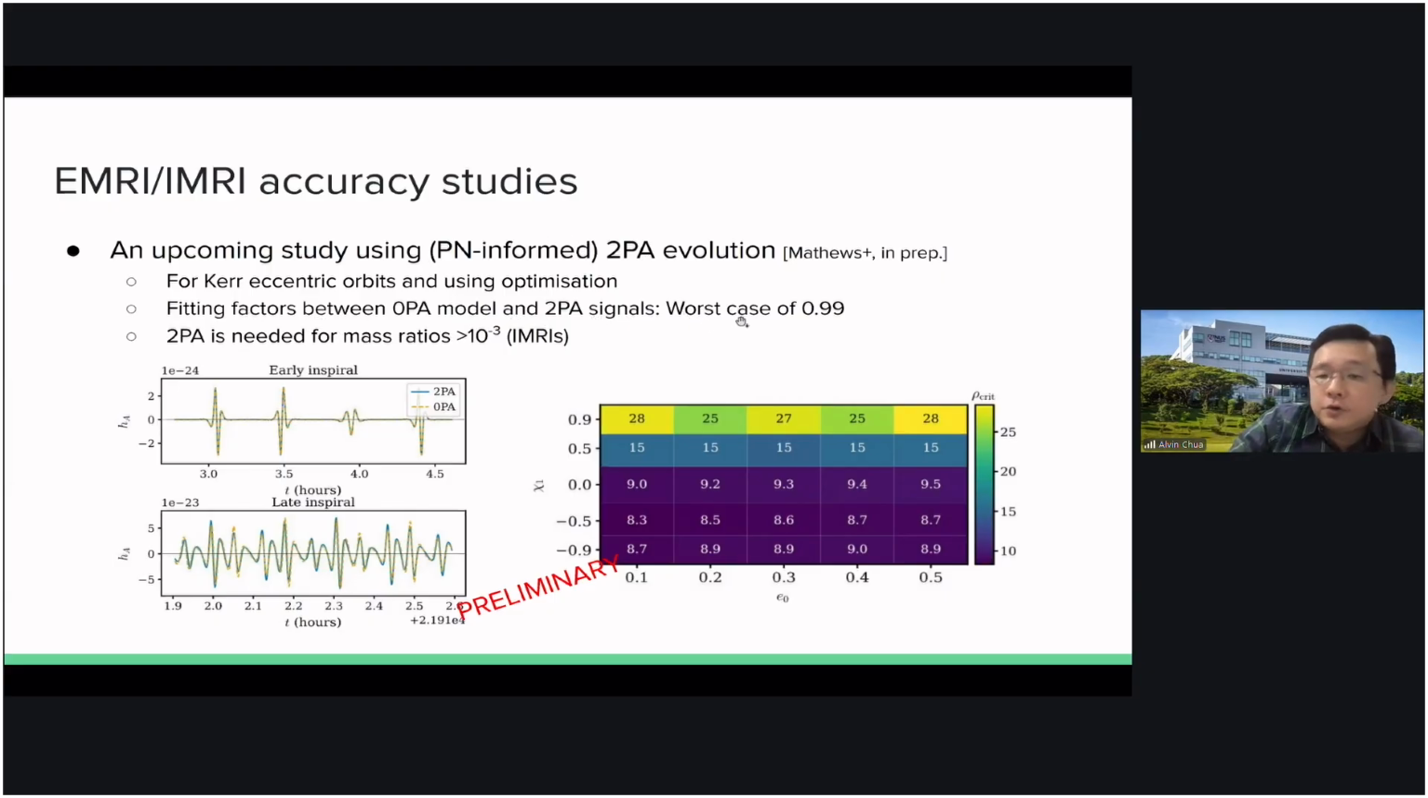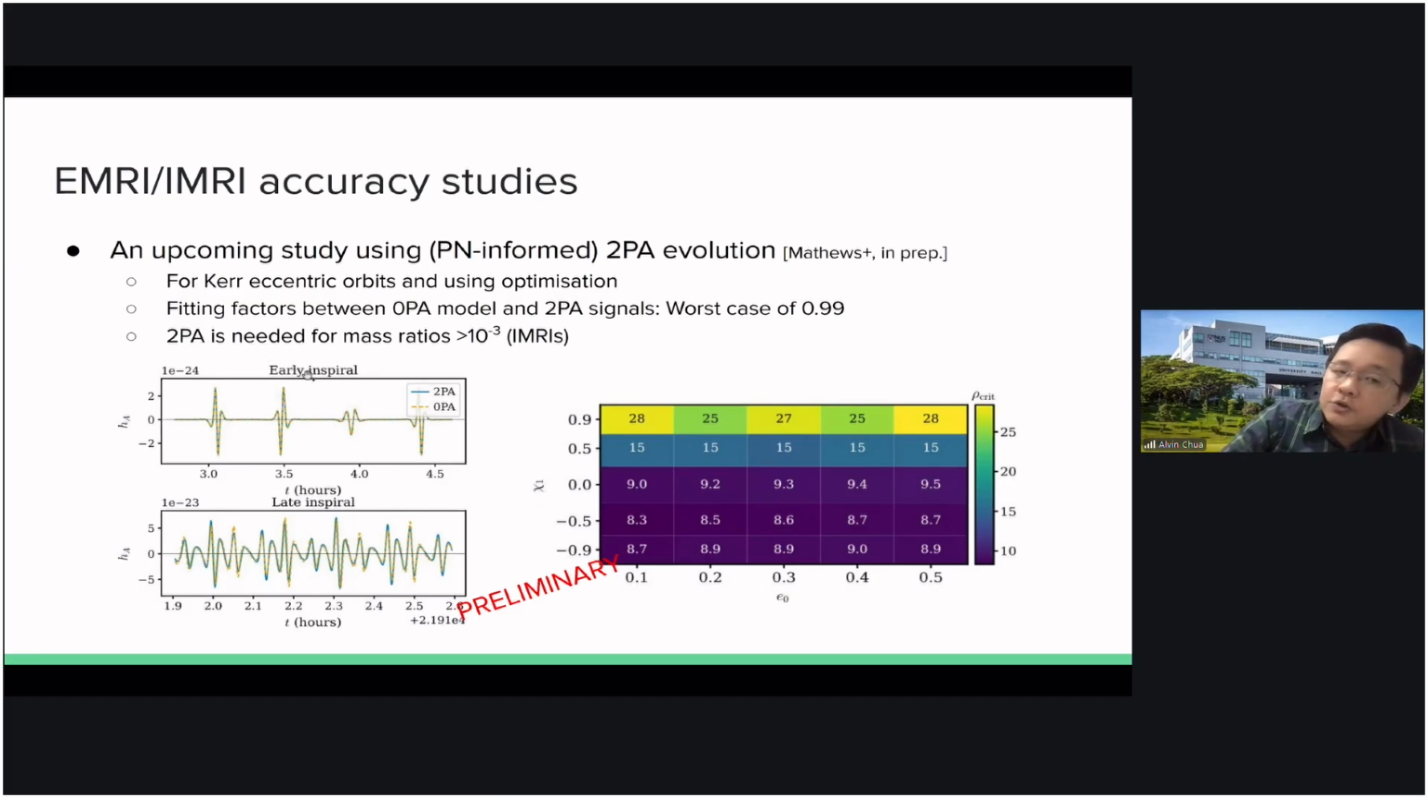So we have 2 main conclusions. The first is about the fitting factors. We looked at fitting factors between 0PA models, so these are really the leading order models, and signals which are up to 2PA. And we find that the worst case you get is actually still a fitting factor of 0.99. And that's kind of surprising, right? What that says is that in your 0PA model space, there will be something that resembles a 2PA signal, even though 2PA evolution diverges very quickly from 0PA.